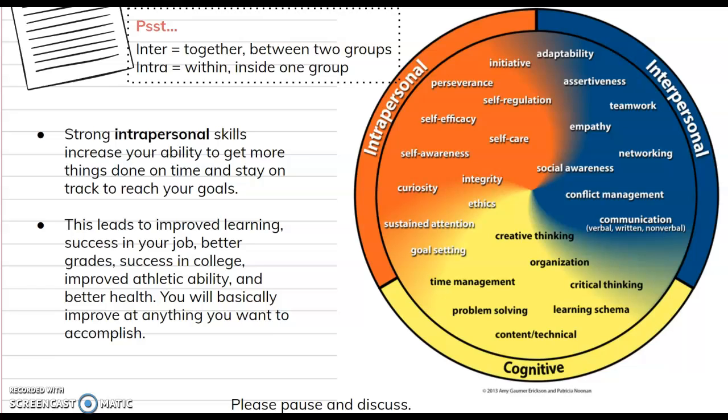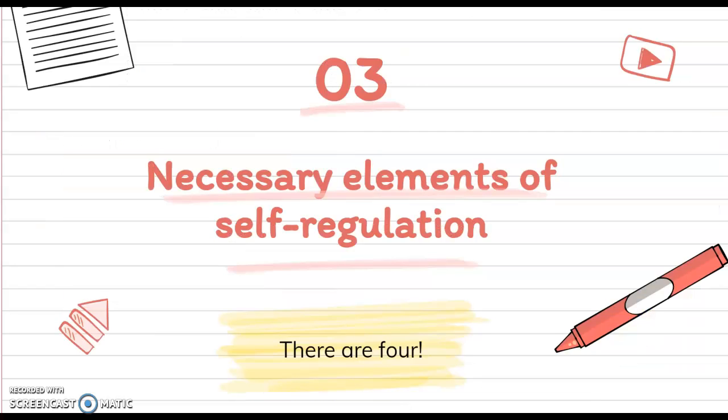All right, students, welcome back. This is just a very quick introduction to the College and Career Readiness Competency Wheel. In the next couple of weeks, we will be continuing to look at it and completing tasks with it. For our third and final activity today, it is just taking a quick look at the necessary elements of self-regulation. Hint, there are 4 of them.